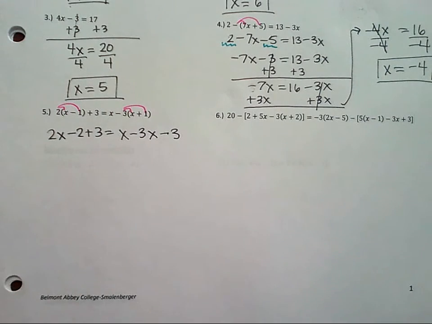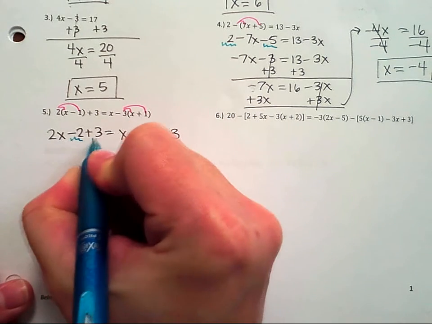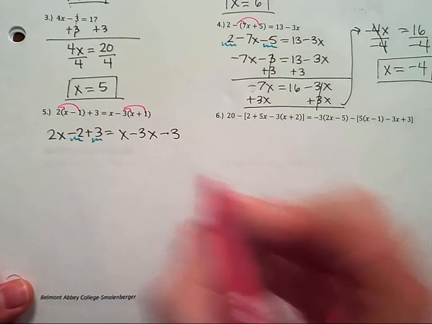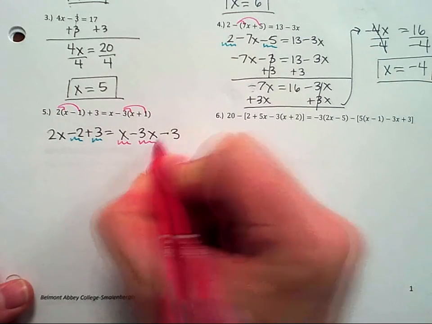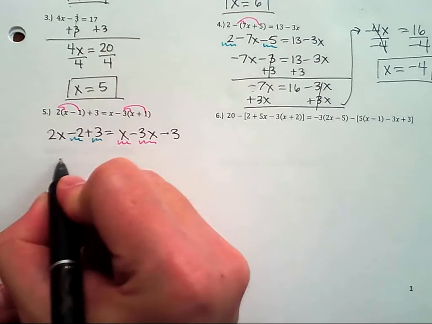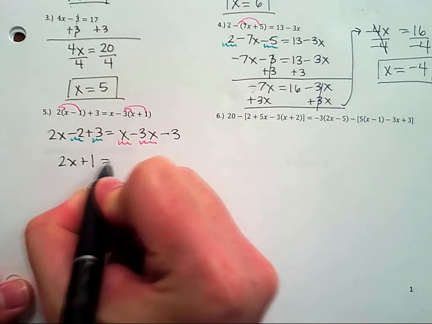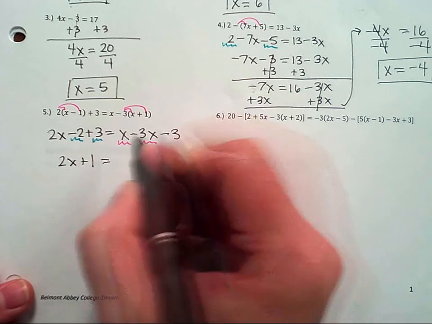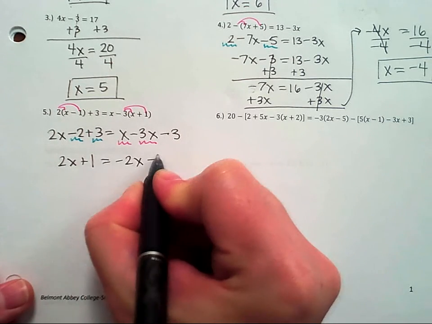Okay? So now, what do you guys think? Pardon? So you're combining like terms? Combine like terms. So here I have 2 numbers that are in the same. Then on the right-hand side, I have 2 variables. So let's combine those. I get 2x plus 1 equals 1x minus 3 is negative 2x minus 3.